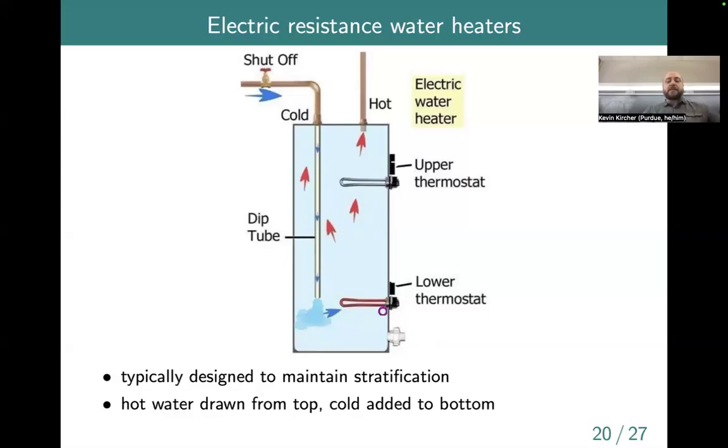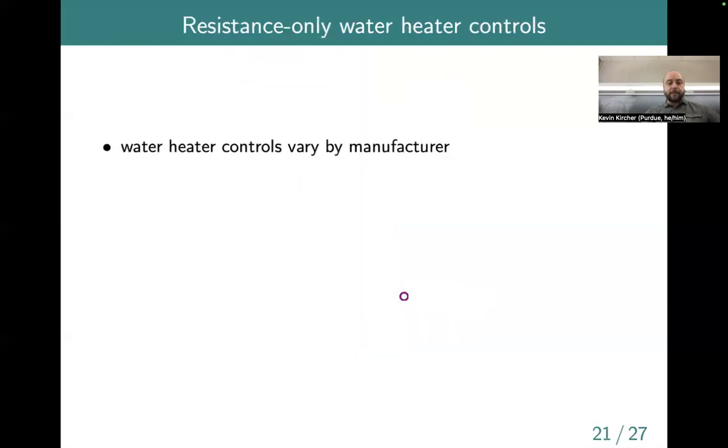Okay, and then electric resistance water heaters typically will have two heating elements, one near the bottom and one near the top. And they'll usually both be rated at about 4.5 kilowatts, although that varies a bit from manufacturer to manufacturer. And usually only one of them will run at a time. So here is roughly the control logic that a lot of resistance water heaters will use.